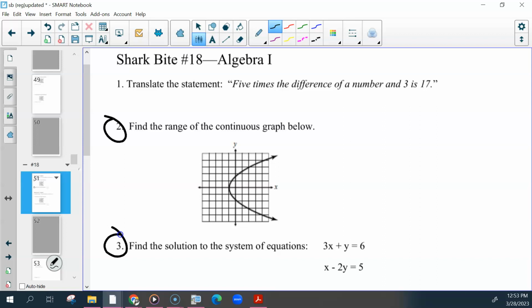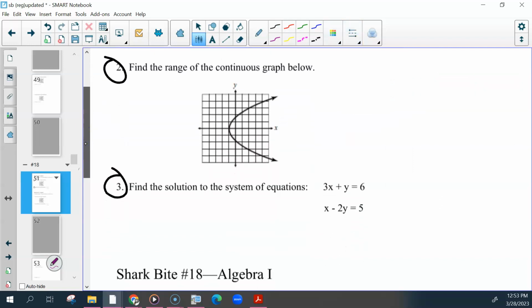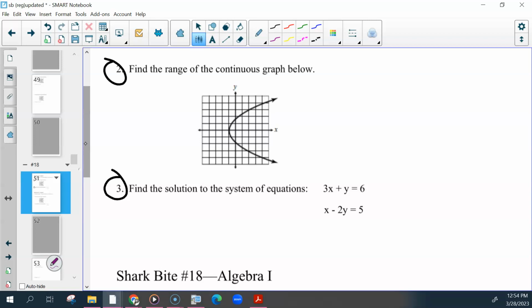So let's start with 2. And this is good practice for domain and range. So your range is your y values, lowest to highest. What is your lowest if this keeps going down? Negative infinity. Yes. What is your highest if this keeps going up? Positive infinity. Correct. So I'm going to write it in both notations. In interval notation, negative infinity to positive infinity. In set builder notation, the y, the element of, the real numbers.